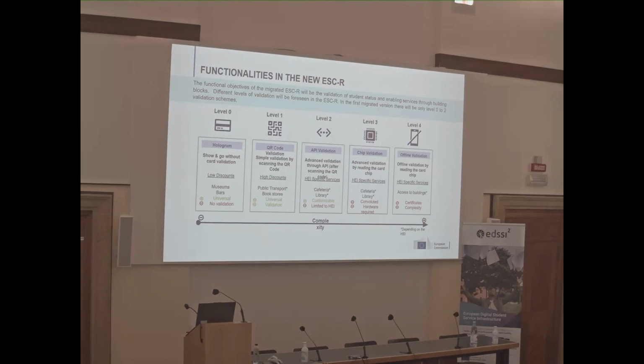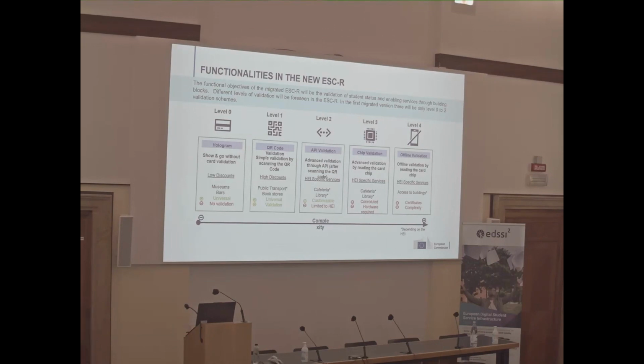Then we have level one, which is widely deployed right now. It's the QR code validation, which is a simple validation by scanning the QR code that points you to a website that gives some additional information: this card is valid, it's been issued by this university, and it's valid until that date. The good thing about this, as unsecure and simple as it is, is that everyone with a smartphone can do this. And even more so after the pandemic, because we all now know how to scan a QR code, right? So also bookstores or museums, these sorts of use cases, they can very easily validate a card in level one, where they get a little bit more information, right?